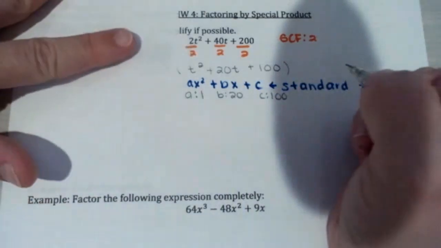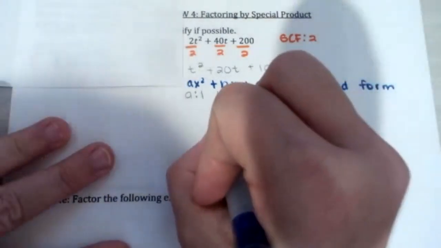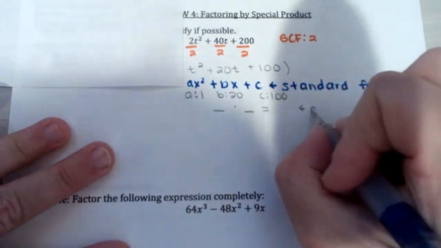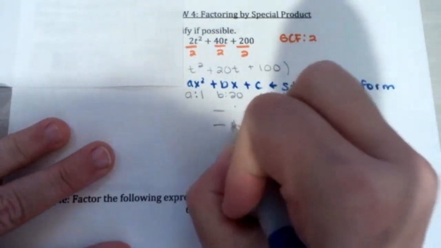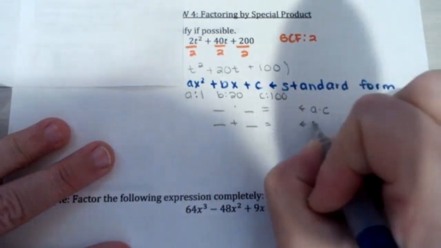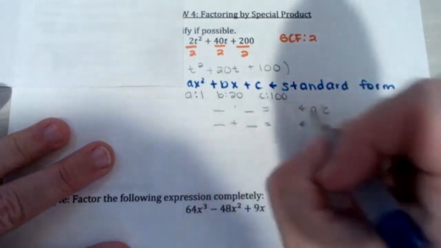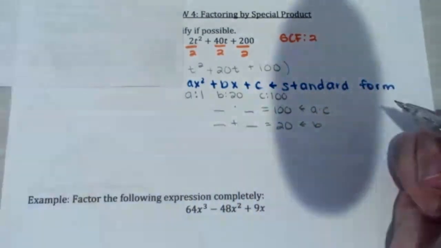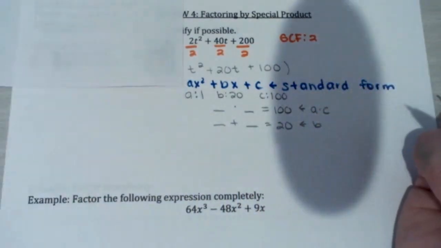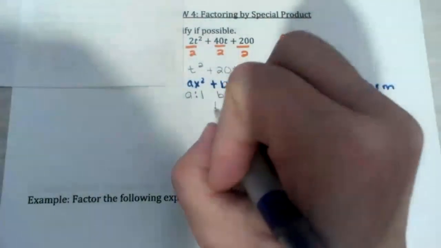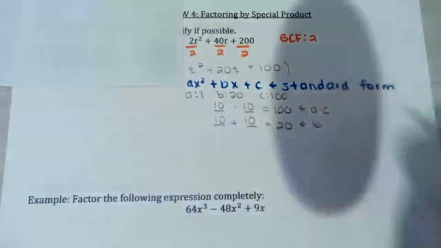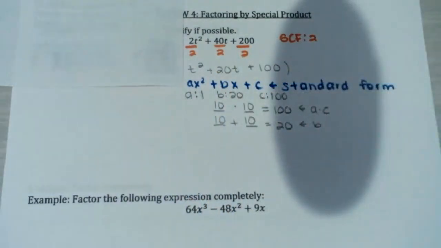So before I even say yay, let's do our template. Two numbers that multiply together to give us a times c, and the same two numbers that add together to give us b. A times c is 1 times 100, so 100. B is 20. So two numbers that multiply together to give us 100 and add together to give us 20. I'm thinking 10 and 10. So 10 times 10 is positive 100. 10 plus 10 is positive 20. So that's good to go.